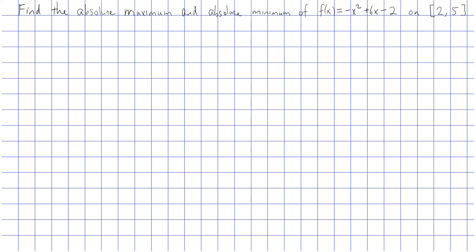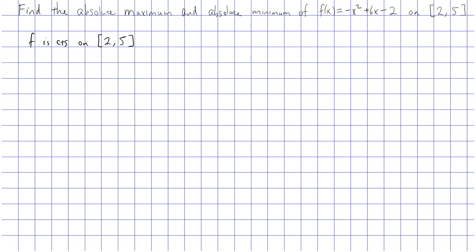Let's find the absolute maximum and the absolute minimum of the function f of x equals negative x squared plus 6x minus 2 on the closed interval 2 to 5. First of all, this function f is continuous. In fact, it's a polynomial. F is continuous everywhere, but the place we need f to be continuous is on the interval 2 to 5. Of course, f is continuous on more than that x interval, but we'll just cite that, call it a day.